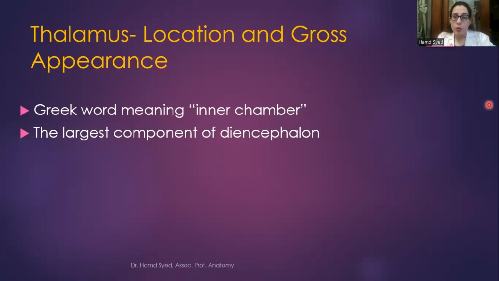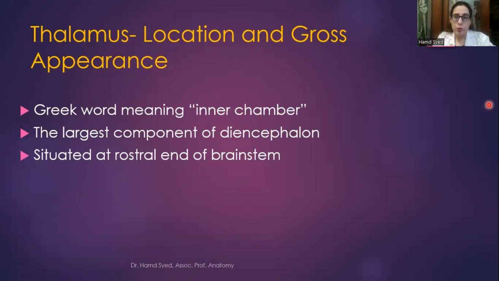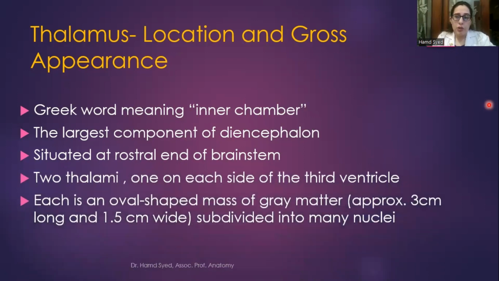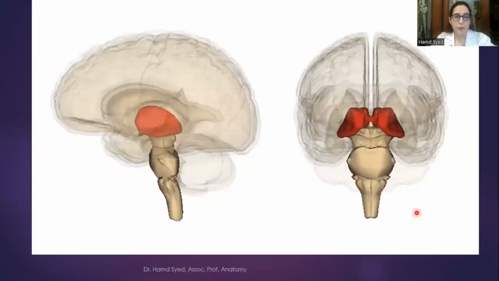The largest component of diencephalon is the thalamus, and it is lying, like I told you before, at the upper end, that is the rostral end of the brainstem. There are two thalami, one on each side of the third ventricle. Now, each thalamus itself is an oval-shaped mass of gray matter about 3 centimeters long and 1.5 centimeters wide, and it is subdivided into many nuclei.